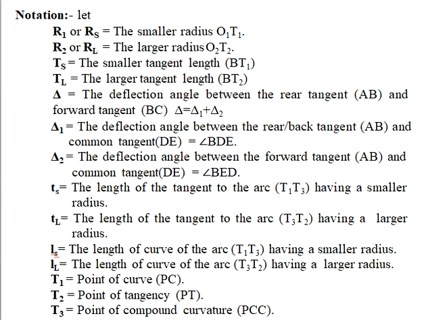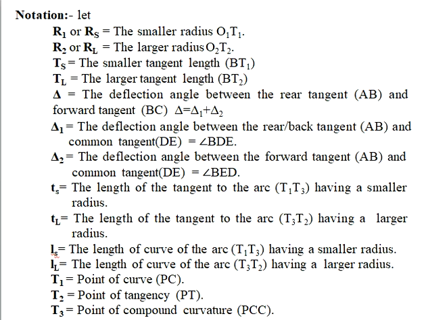R1 or RS, it is the smaller radius O1T1. R2 or RL, it is the larger radius O2T2. Capital TS, the smaller tangent length BT1. TL, the larger tangent length BT2. Delta, the deflection angle between the rear tangent AB and the forward tangent BC, which can also be calculated by adding the two deflection angles of the simple curves.